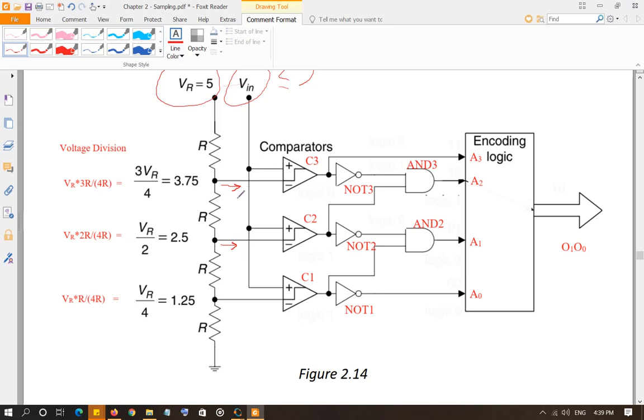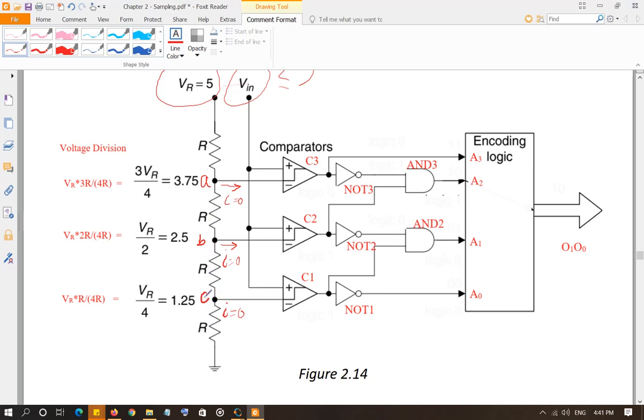So this current is zero, this current is zero, and this is zero. Hence there is no current flowing into the comparators, and these resistors are going to appear to be in series with each other. So when they are in series, we can calculate the voltage drop at each of these nodes. Let's say this is node A, this is node B, and this is node C. What is the voltage at A, at B, and at C? Since all of them are in series, we can easily apply voltage division to find the voltage at each one of them.